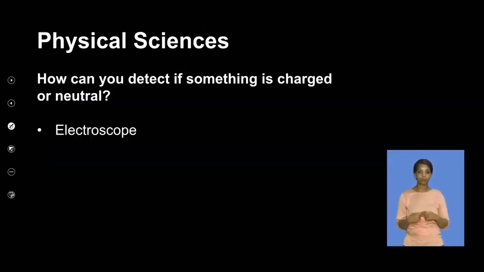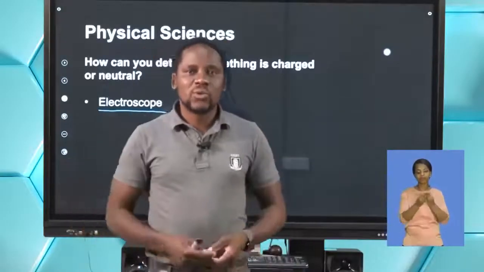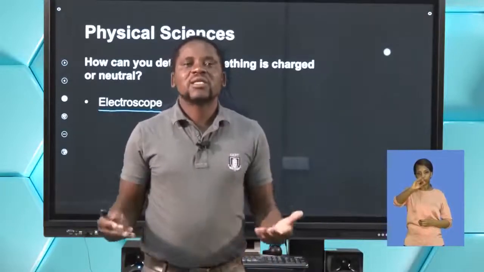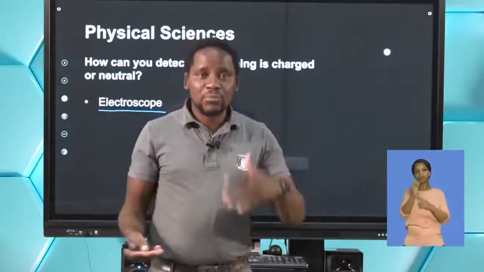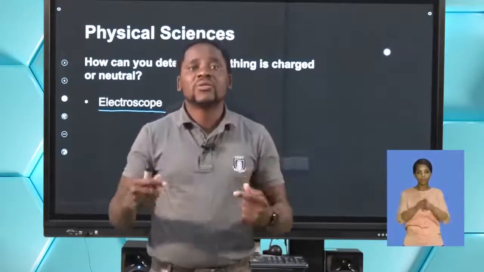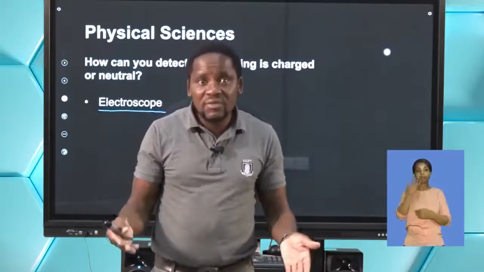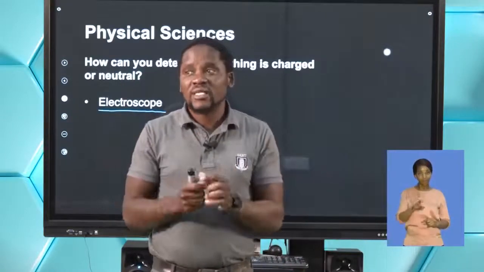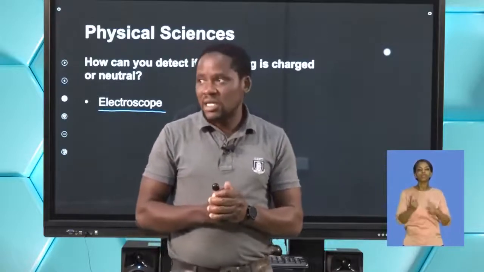Okay, and then how can you detect if something is charged or neutral? There is a piece of apparatus in science that we refer to as a gold leaf electroscope. What it does is demonstrate the interaction of different types of charge: positive and positive repelling each other. The similar thing happens with like charges which are negative, while the opposite, which is the positive and the negative, actually exert a force of attraction on each other, right?